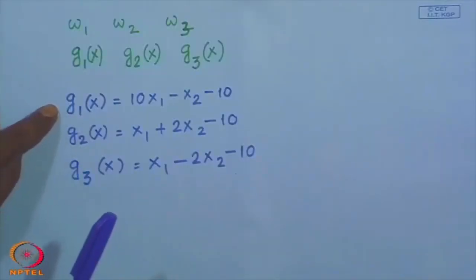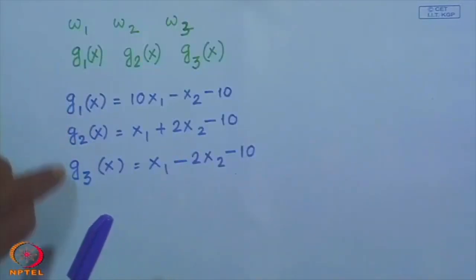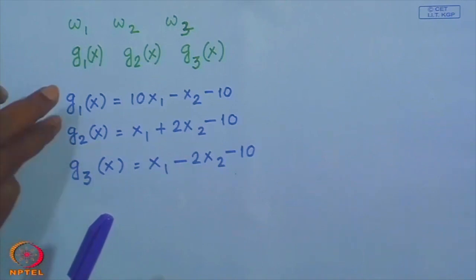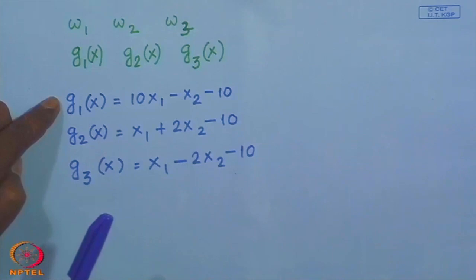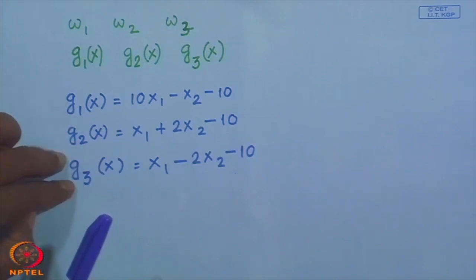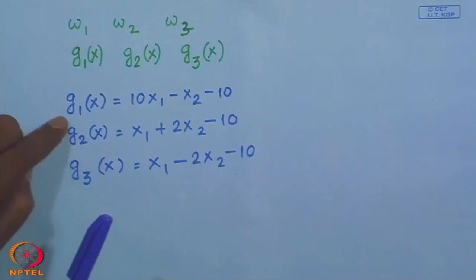In order to classify a sample to class omega 1, I have to find out the value of g1x, the value of g2x, and the value of g3x. If I find that g1x is greater than g2x, then obviously between these two classes x belongs to class omega 1. If also g1x is greater than g3x, then between these two classes x also belongs to class omega 1.